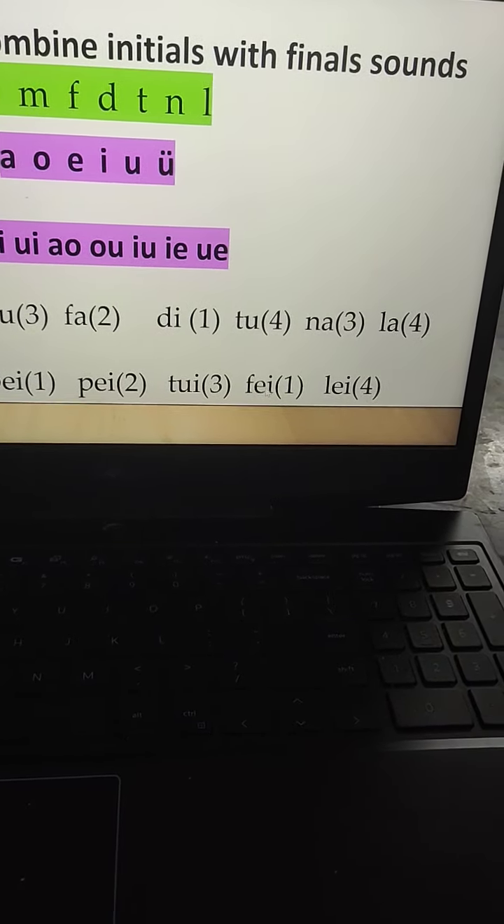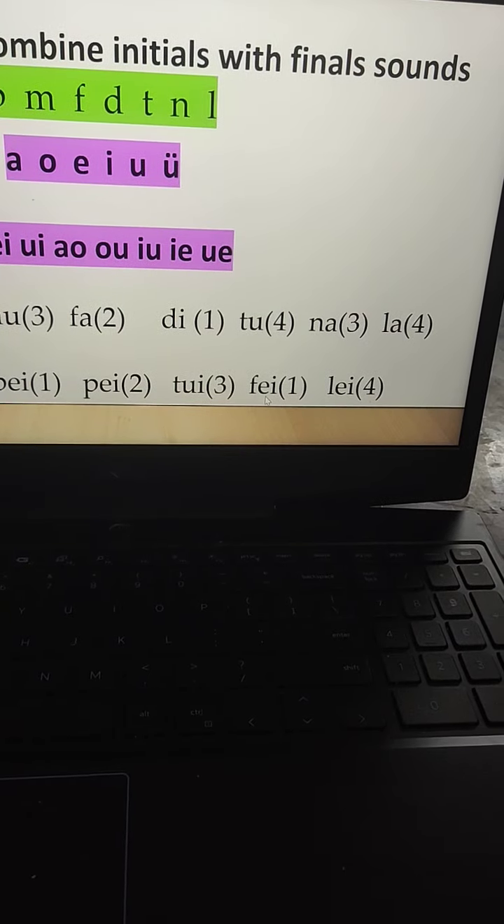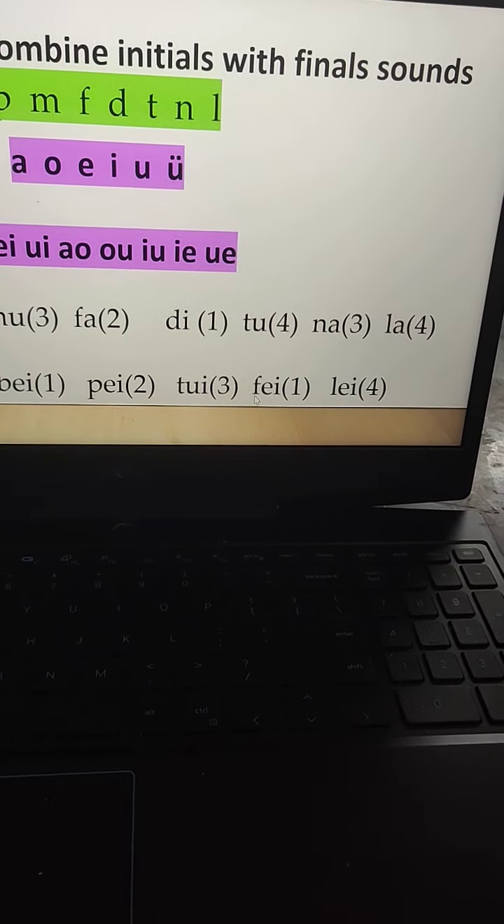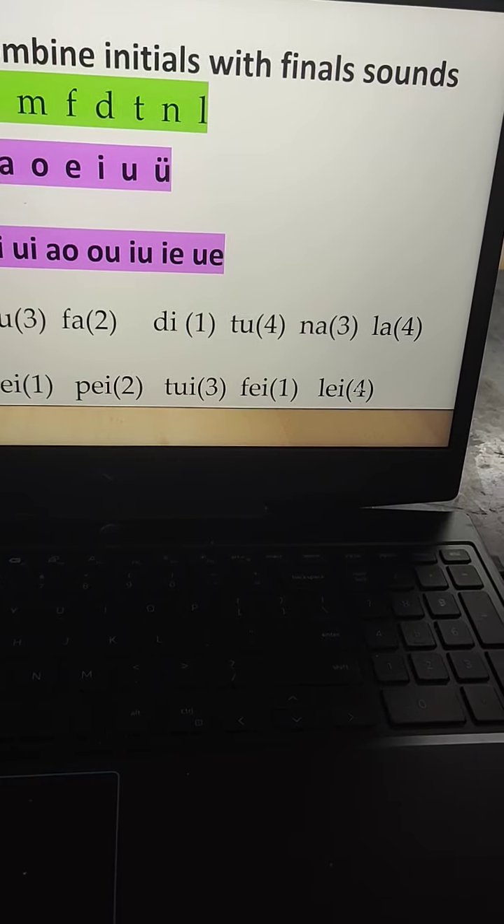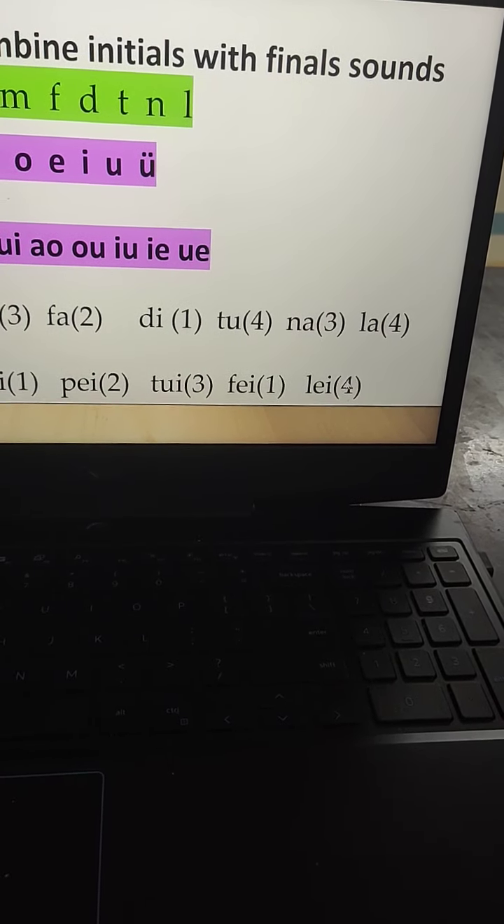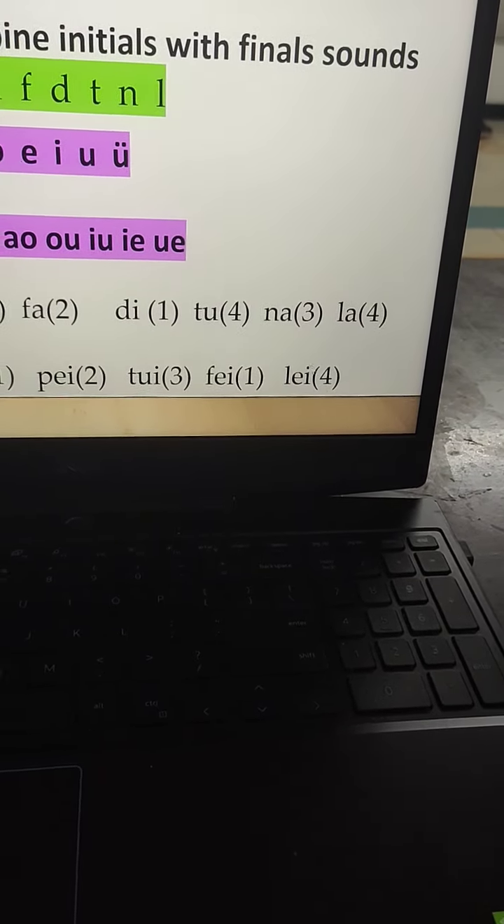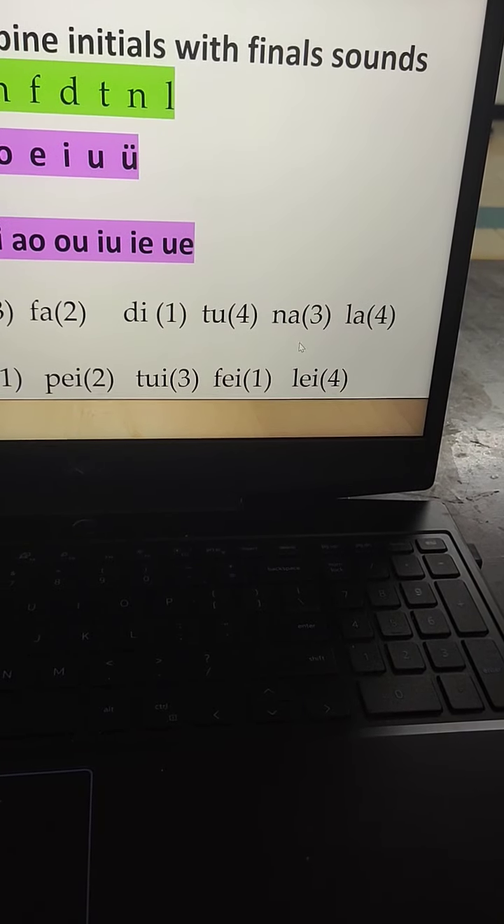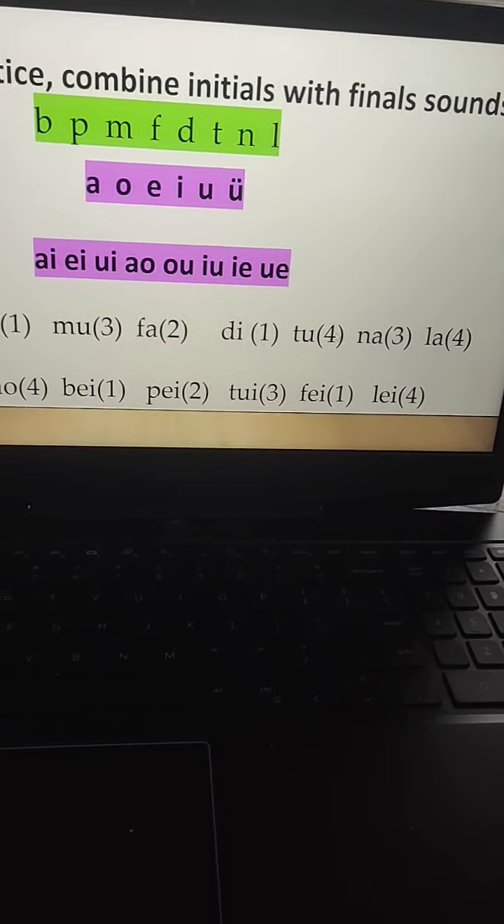Okay. How about this one in first tongue? For a, fei. For a, fei. Okay. How about this one in fourth tongue? Le, a, lei. Le, a, lei. Okay.